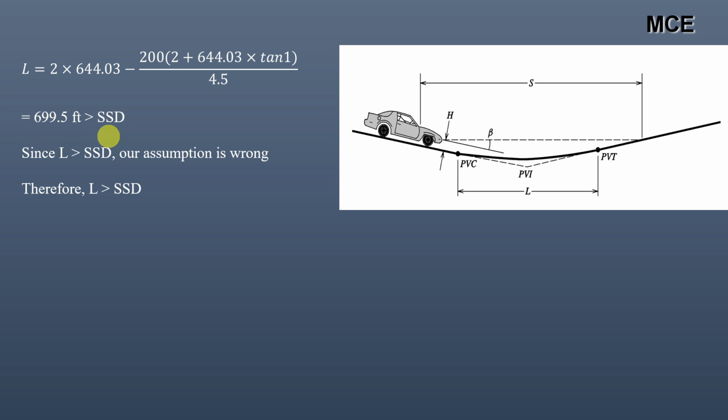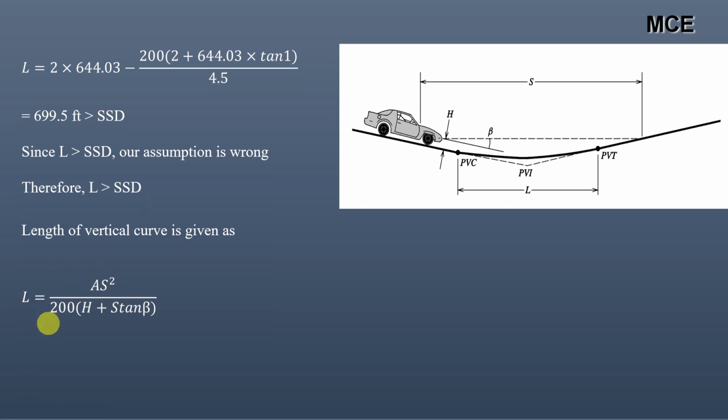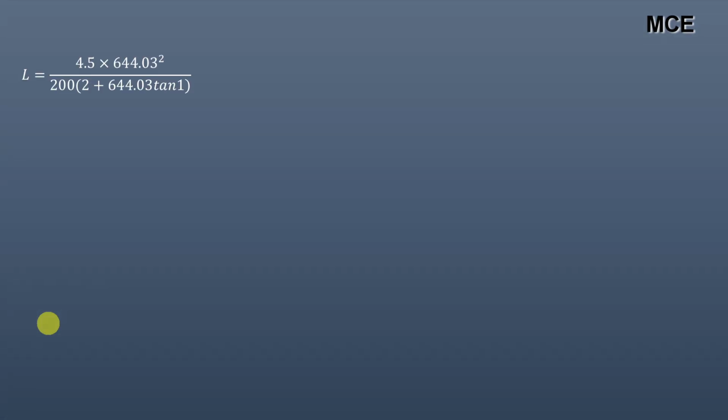sag vertical curve for this problem is greater than the SSD, and for that there is another formula given by the AASHTO, which is L is equal to A S square divided by 200 into (H plus S into tan of beta). This formula is valid when the length of the vertical curve is greater than the stopping sight distance. Okay, again you have to put the same values in this equation, that is A is 4.5, S is 644.03 squared divided by 200 into (2, the height of the headlight, plus 644.03 into tan of 1).